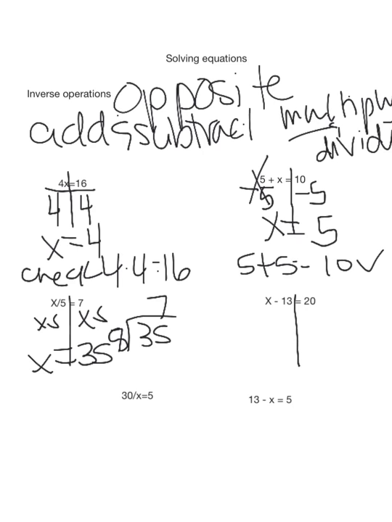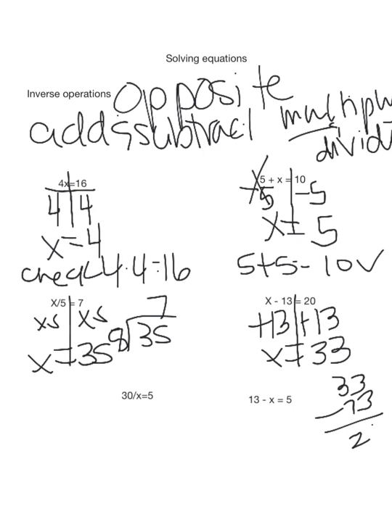x minus 13 equals 20. The opposite of subtraction is addition, so I add 13 to both sides. And x should be equal to 33. Is 33 minus 13 equal to 20? Yes. Alright, now remember these are our backwards ones.